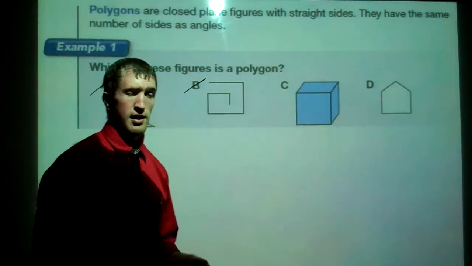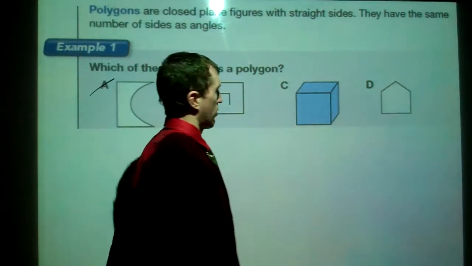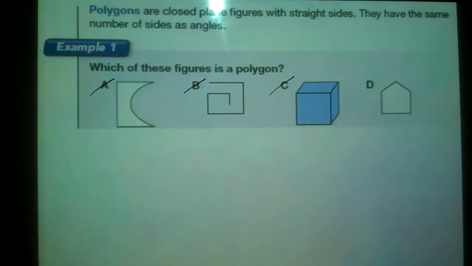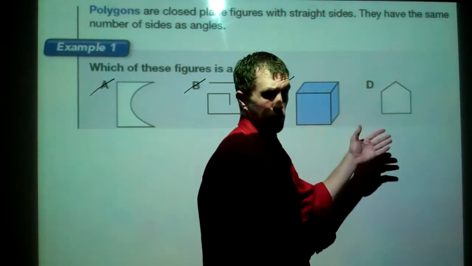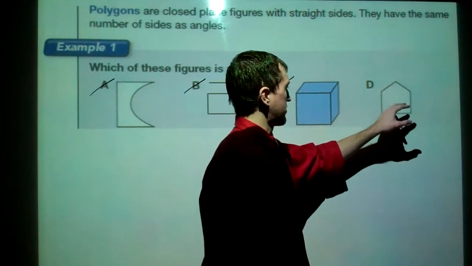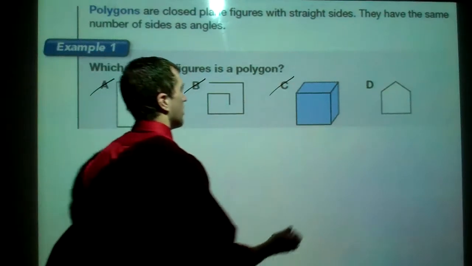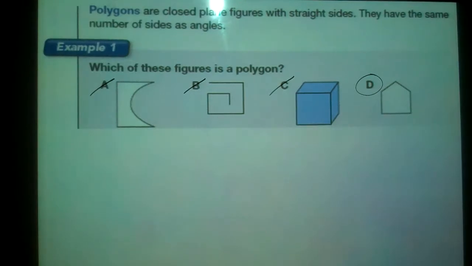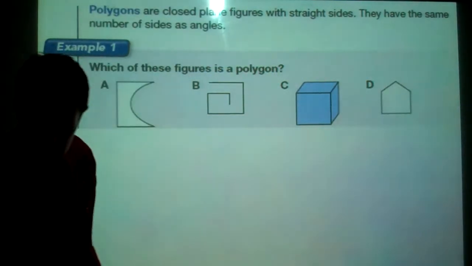C, everything is connected, everything is straight, but we're talking about plane figures. This is three-dimensional, we only want two-dimensional. So that leaves us with D, and let's just make sure everything checks out. Straight sides, everything's closed, it's two-dimensional. There are 1, 2, 3, 4, 5 sides, and 1, 2, 3, 4, 5 angles. Everything looks good. D would be our polygon. That happens to be a pentagon, or a type of pentagon anyway. Okay?